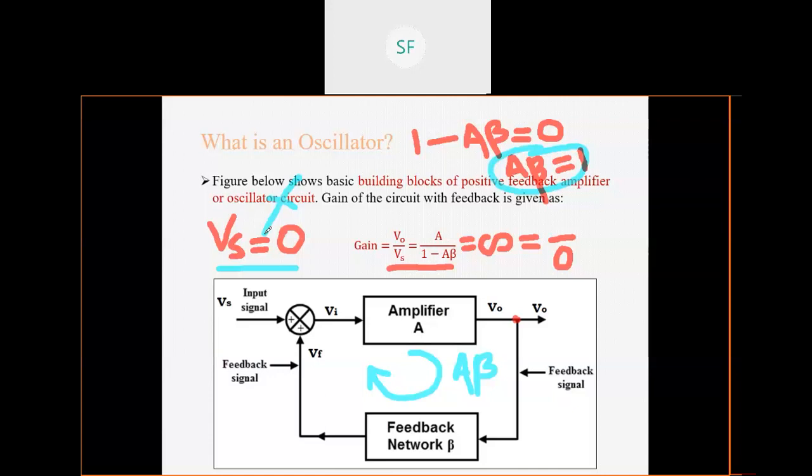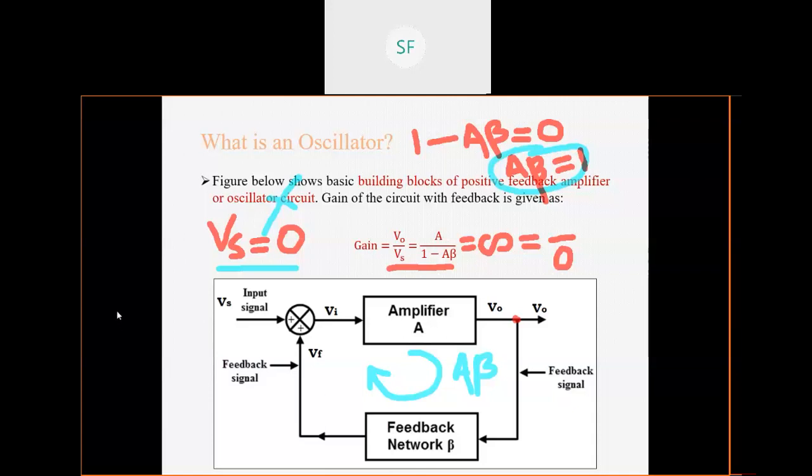What is the actual reason for that? At this particular condition, that means when your loop gain becomes 1, your circuit will have infinite gain. Infinite gain means that without any external input, you will get the output in the form of oscillations. So this is the concept behind why an oscillator gives you output without any input.